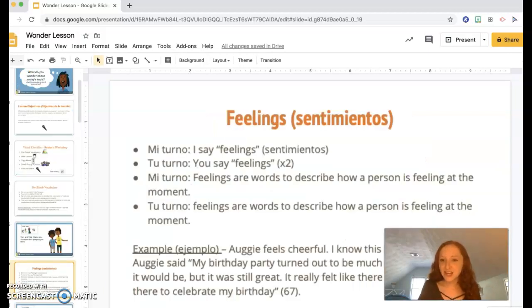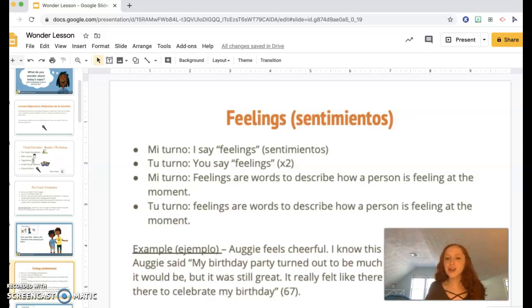Okay, let's move into our second vocabulary word, feelings, sentimientos. Mi turno, I say feelings. Tu turno, you say feelings. We'd repeat that twice. Mi turno. Feelings are words to describe how a person is feeling at the moment. Tu turno, they'd repeat it. Feelings are words to describe how a person is feeling at the moment.